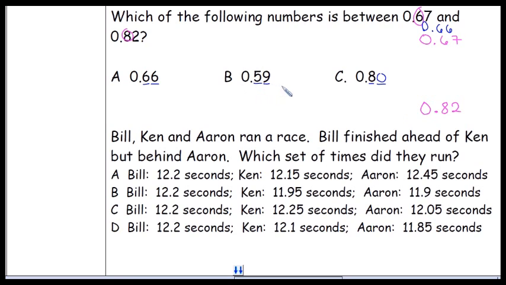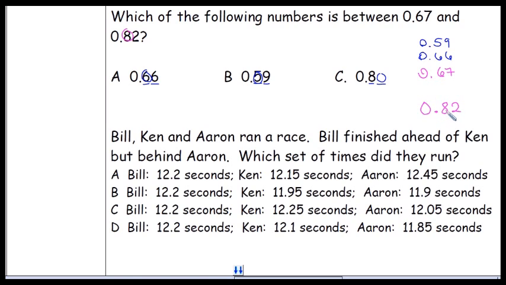Okay, then this one is 0.59. Uh-oh, that one comes before the 6. This is a 5, it's smaller than the 6. So this one will really come way up here. Actually, I'm going to scoot those down right quick so you can see them better. Okay. So we started with 0.67, and then 0.66 was right above it, and then this next one is going to be 0.59, and then 0.80.